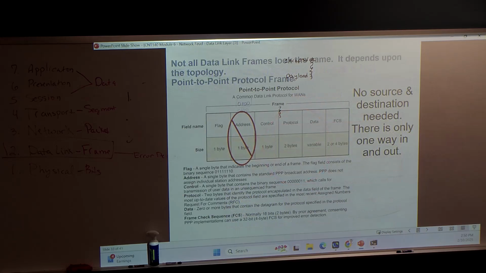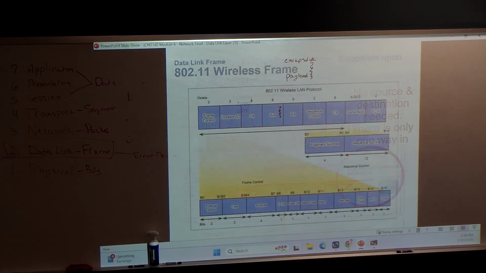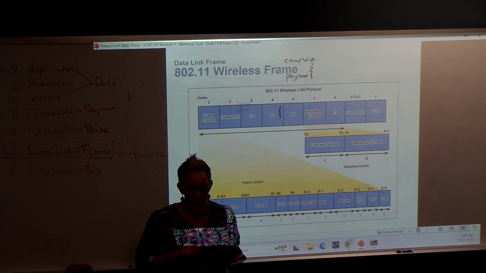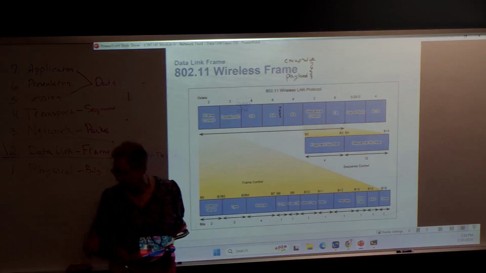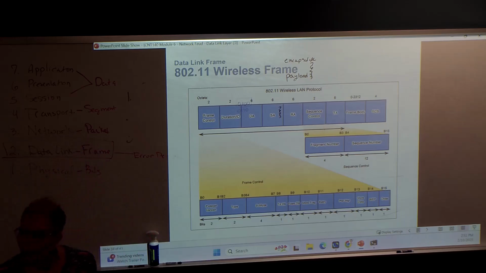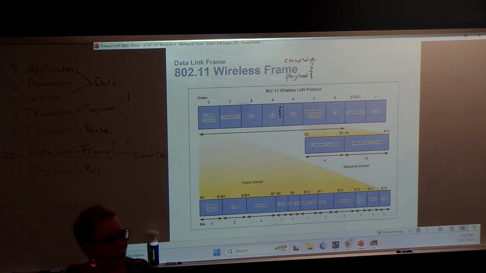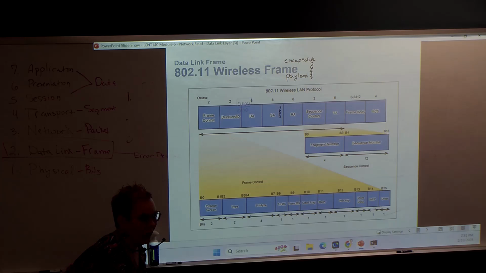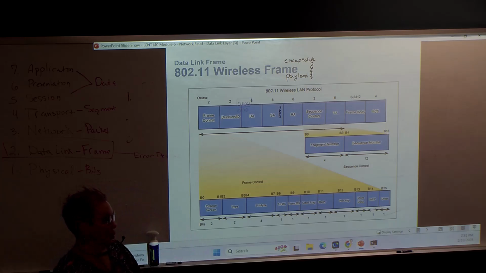Let me go through there. One thing I do want to point out about a wireless frame: do you remember reading about CSMA? What's CSMA? It's wireless collision avoidance, right? Exactly. So let's break it down. CSMA is carrier sense multi-access. That's a protocol. And then there's CA, collision avoidance.